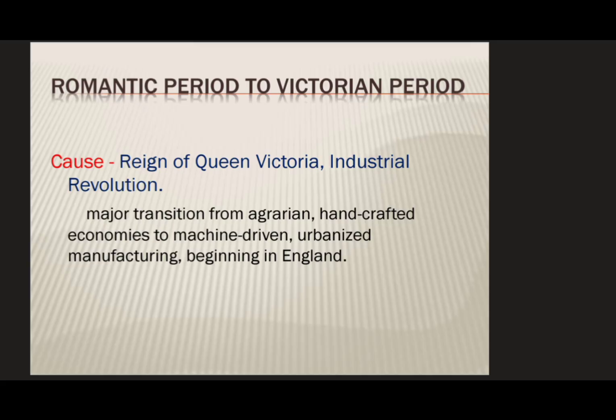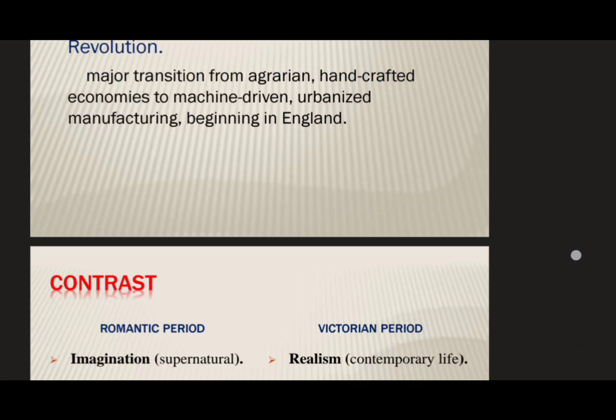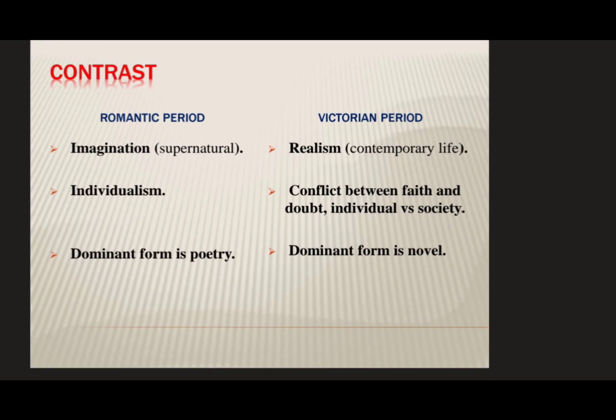Talking about the contrasts between the Romantic period and the Victorian period, the Romantic period focused on imagination and supernaturalism, but the Victorian period focused on realism and contemporary life. Romantic period literary works often described escapism, one's own emotions, imagination, and creativity, which was all supernatural and not real. But in the Victorian period, realism was an important factor in literary works. People started discussing real life issues and contemporary problems in society, making it an important contrast.